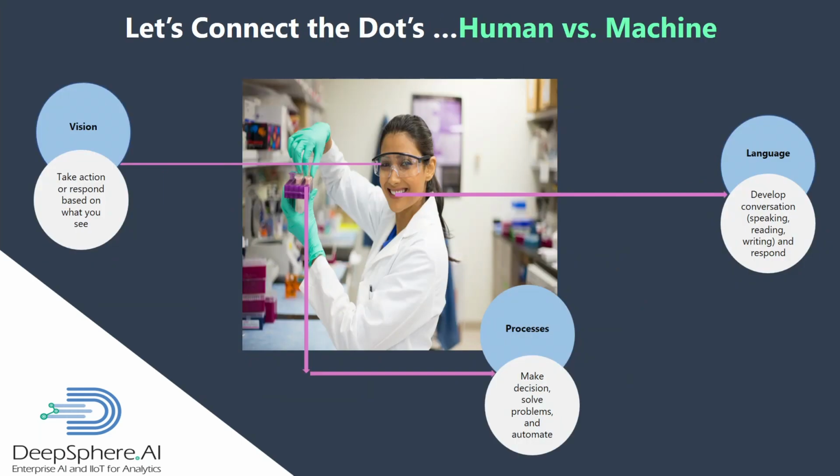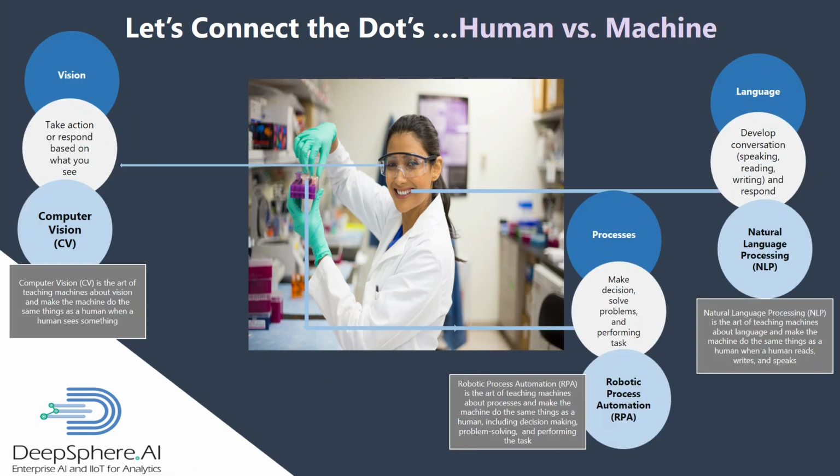Now you can connect this back to a human. We as humans read, okay, how do we read? Through our mouth, correct? And how do we see? Through our vision. How do we do? Through our hands. So we're just connecting all the dots: language, natural language processing. Vision, computer vision. Processes, robotic process automation. So the point is two things: how the machine is learning, and what the machine is learning. How: statistical and neuron-based approaches. What: vision, language, processes.